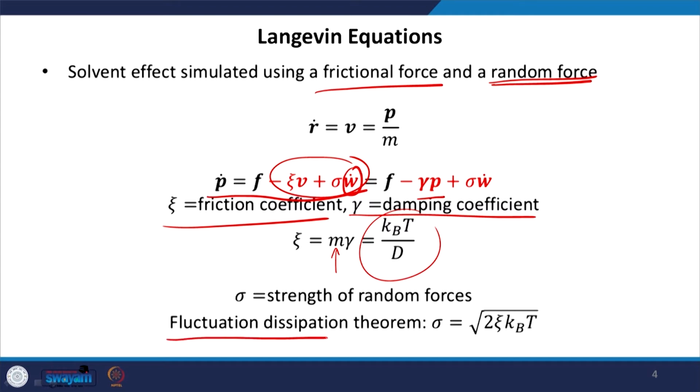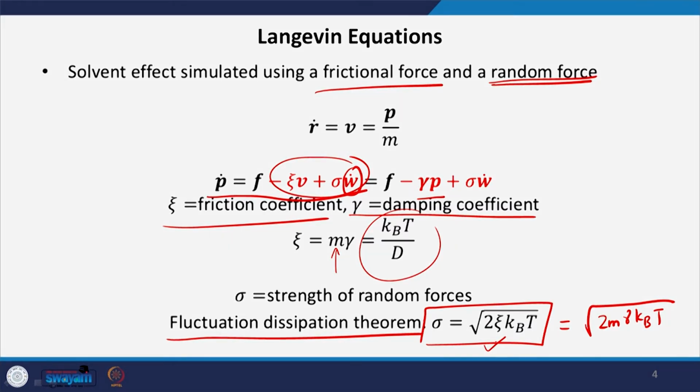Finally, there is a theorem called the fluctuation dissipation theorem that says that the strength of the random force should be a function of zeta, that is the friction coefficient, or we can write in terms of gamma as something like 2m gamma kBT, because zeta and gamma are related. So, there is a relation between sigma and zeta, and that must be satisfied. So, the random force term is quite subtle in here.